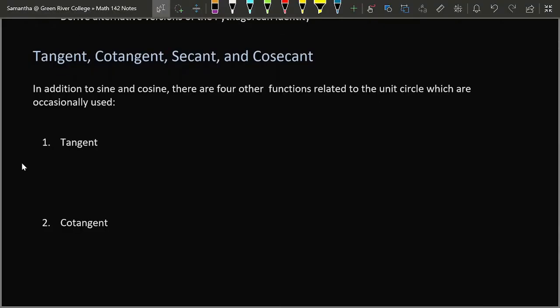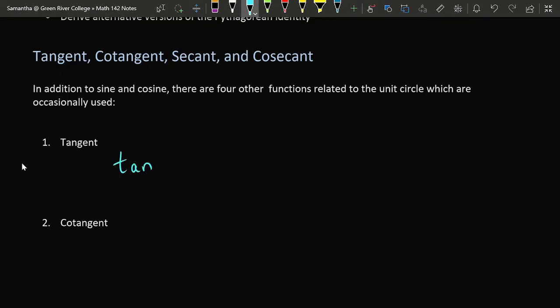So in addition to sine and cosine, there are 4 other functions that are related to the unit circle that are occasionally used when it is convenient. The first of these functions is called tangent, and it is denoted by TAN for short. If you want to plug an angle, for example angle theta, into tangent, how would you do that? You would do that by taking that angle theta, plugging into sine, plugging it into cosine, and then dividing the 2 results. Tangent is equal to sine divided by cosine.